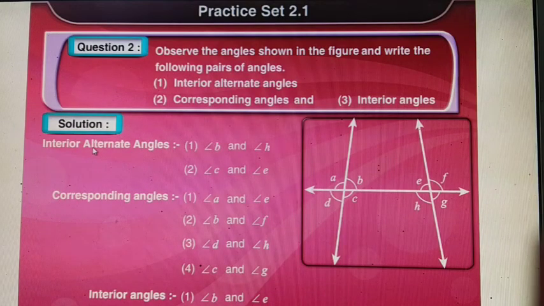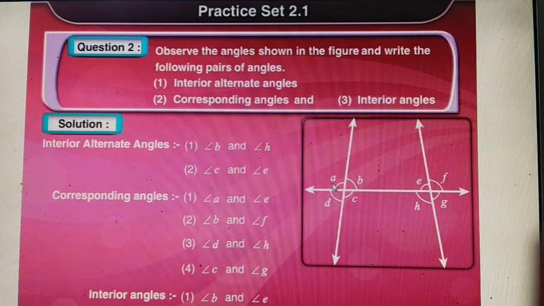Okay, now first interior alternate angles. What do we have to find first? Alternate angle means Z-like structure. Can you see here? A Z-like structure is formed. Yes, and second is this one. A Z-like structure is formed. Now here is one interior alternate angle pair. What is meant by interior? Inside the two parallel lines, means this place.